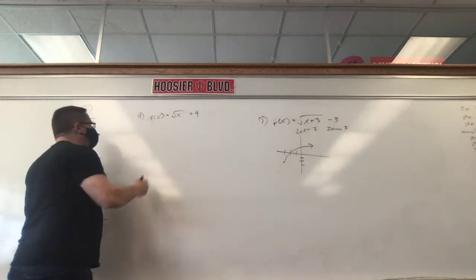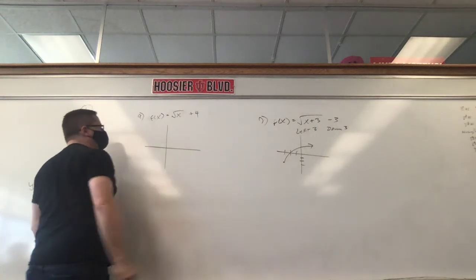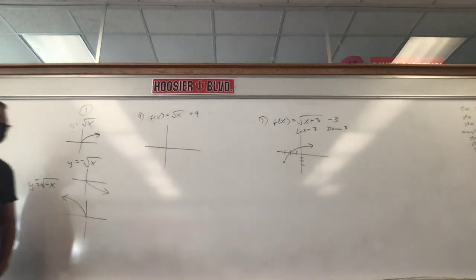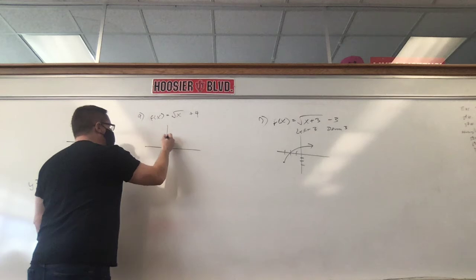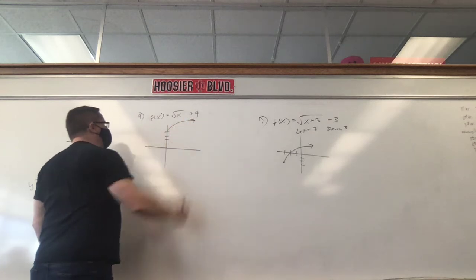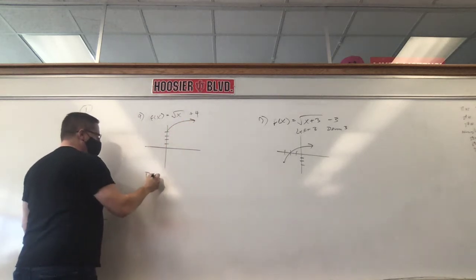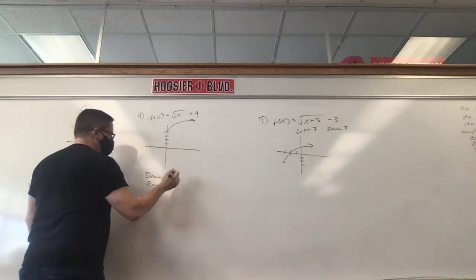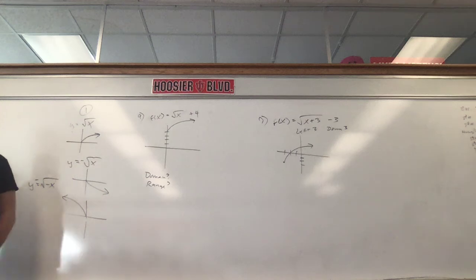So, let's do a quick rough graph. What's that plus 4 going to do outside the radical? Up 4. Let's go up 4. They ask us for one more thing. What is the domain? There you go. If you remember doing them, you have that response.